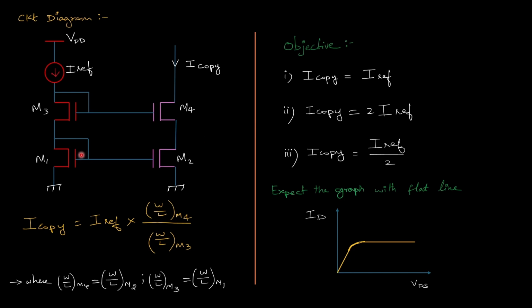Because of this, both mirror transistors experience almost ideal operating conditions, and the scaling equation remains exactly the same, which means that we can still obtain the copy current to be equal, double or half the reference current simply by changing the transistor sizing. But now we can expect a much flatter output characteristic compared to the simple current mirror.